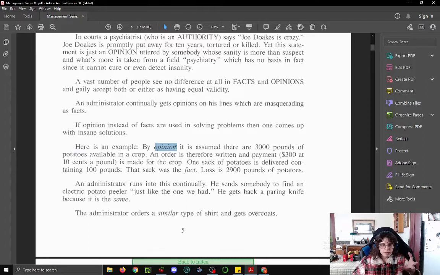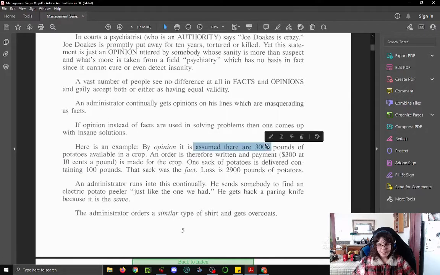What? You don't need an opinion for that. You can measure 3,000 pounds of potatoes. An order is therefore written and payment, $300 at 10 cents a pound, is made for the crop. One sack of potatoes is delivered containing 100 pounds. The sack was the fact. Loss is 2,900 pounds of potatoes.